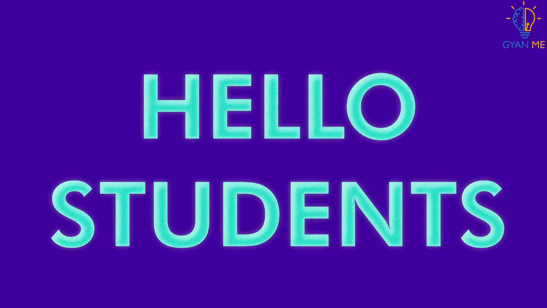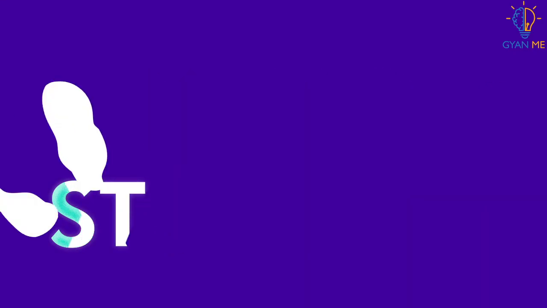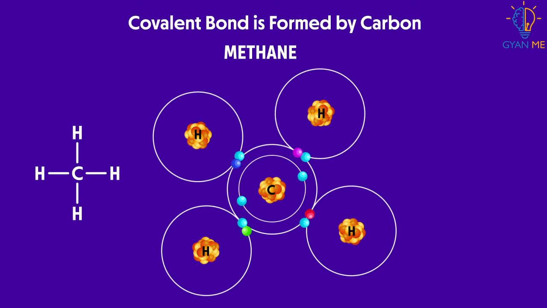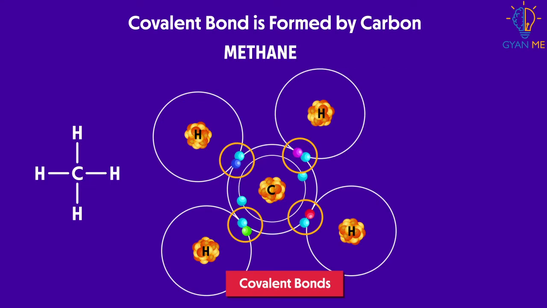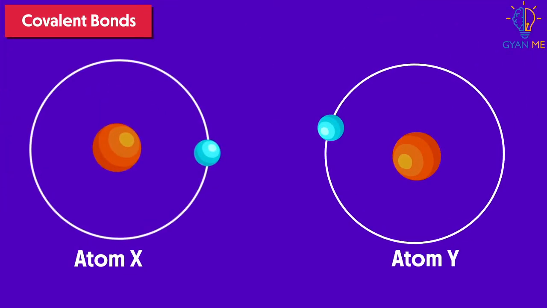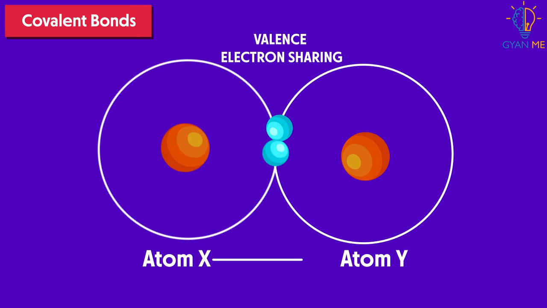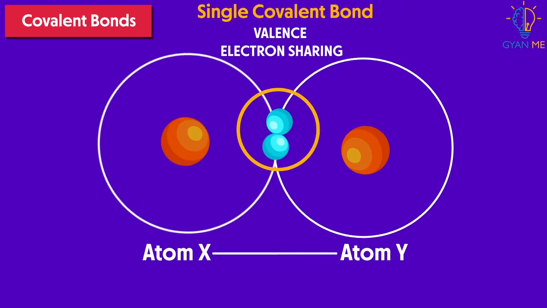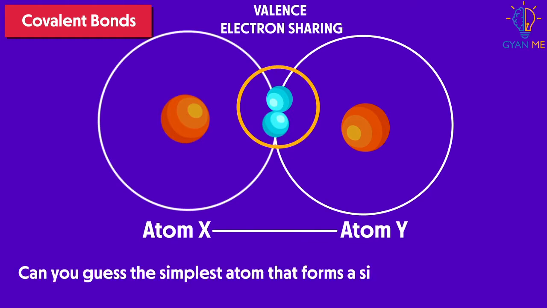Hello students! Previously, we saw how a covalent bond is formed by carbon. Before going to various carbon compounds, let us have a look at some simple molecules formed by the sharing of valence electrons, that is, formed by covalent bond. We now know that when a single pair of electrons is shared between two atoms, the atoms form a single covalent bond. Can you guess the simplest atom that forms a single covalent bond?